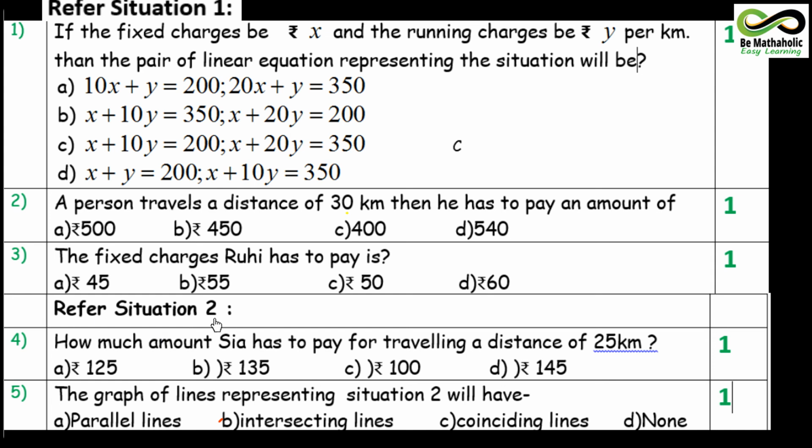Similarly, refer situation 2. Now for the second situation you will have to again make the expression. Then how much amount Sia has to pay for traveling a distance of 25 kilometers. Now please remember, again the same equations you are going to frame, solve for x and y and multiply 25 with y, you will have the respective answer. Now what does this question say? The graph of lines representing situation 2. Now as you can see that we are getting the value of x and y, and the condition a1 upon a2 is not equal to b1 upon b2, so definitely we are going to have the intersecting lines. So this will be your respective answer.